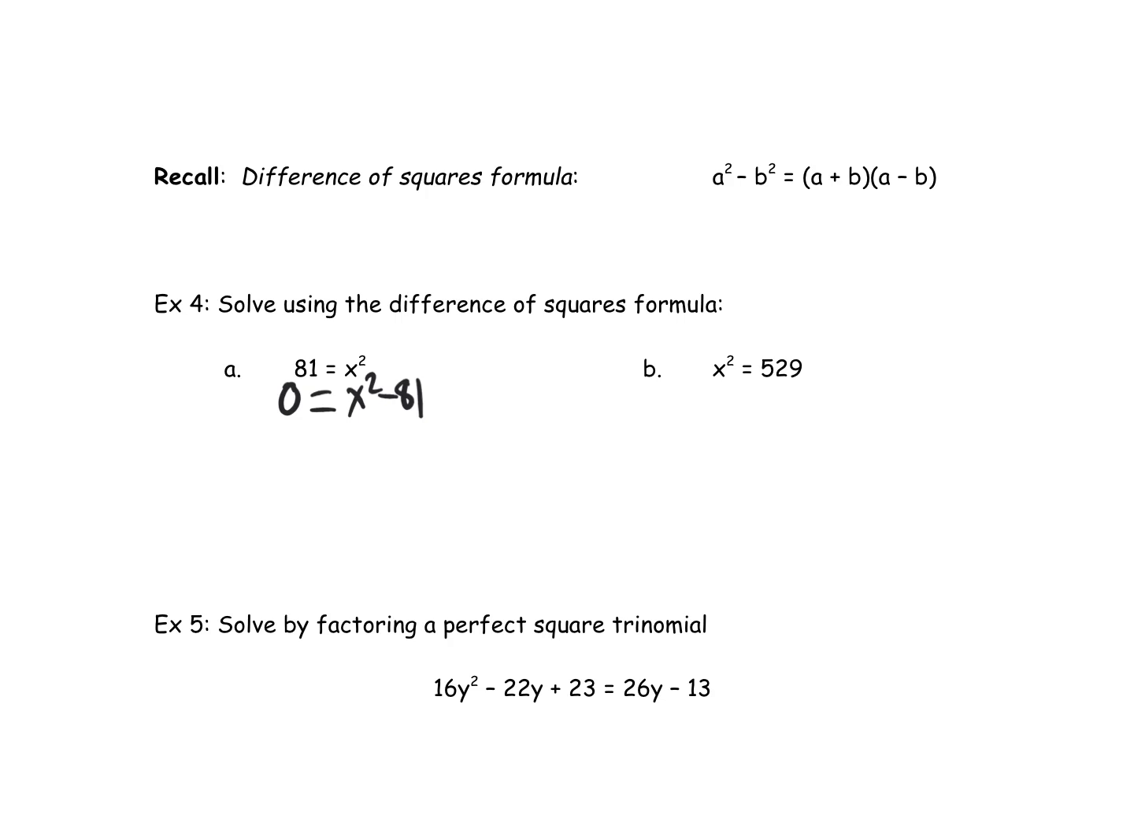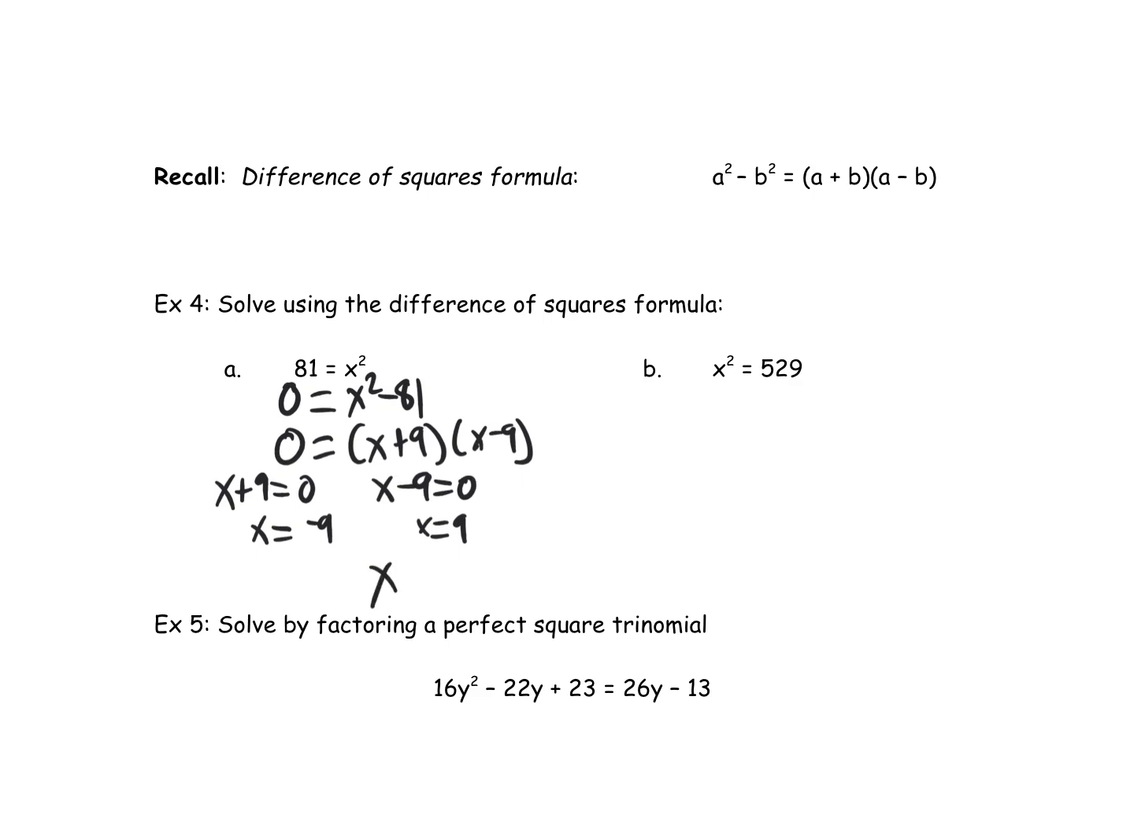Now, when I factor this, all I have to do is take the square root of x squared, which is x, and the square root of 81, which is 9, and my factors are going to be x plus 9 and x minus 9. And those are my two factors. So now, I can set each of those equal to 0. And I get x is equal to negative 9 and positive 9. So to sum that up, I have x is equal to positive and negative 9. And we're going to write it just like that. Plus or minus 9.